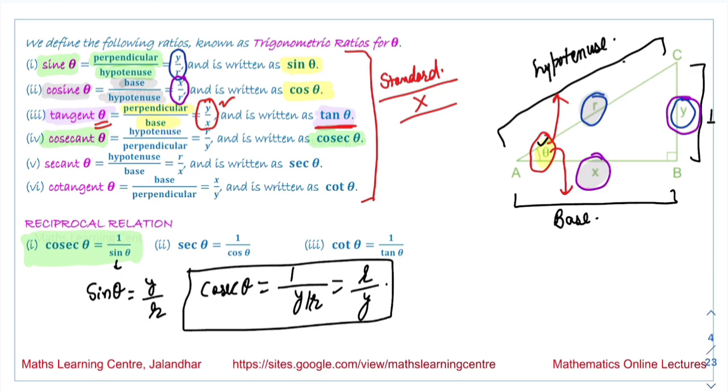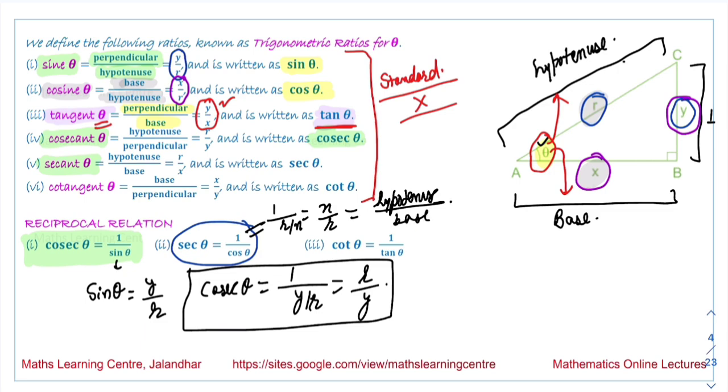Next term we have is secant theta. Secant theta, as mentioned over here, is the reciprocal of cos theta. So this becomes 1 over r over x, which is equal to x over r. That is, it is equal to hypotenuse over base. So secant theta is the reciprocal of cos theta, and in short form it is written as sec theta.